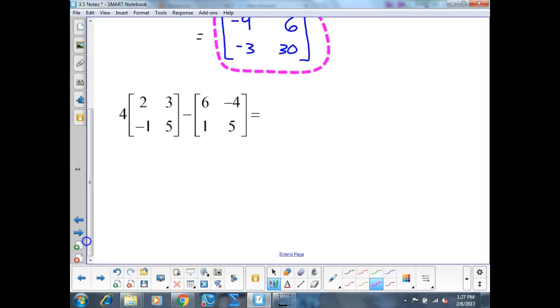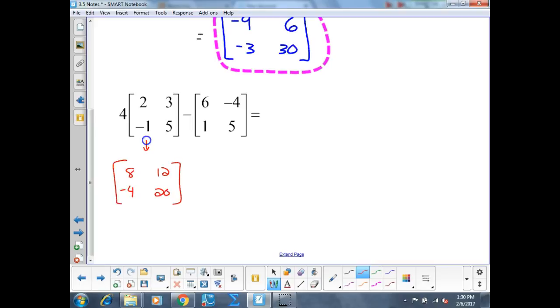Try that one. Still follows PEMDAS, yep. So you got to do the multiplication before you can do the subtraction. Okay. So first off, this one would become 8, 12, negative 4, 20.